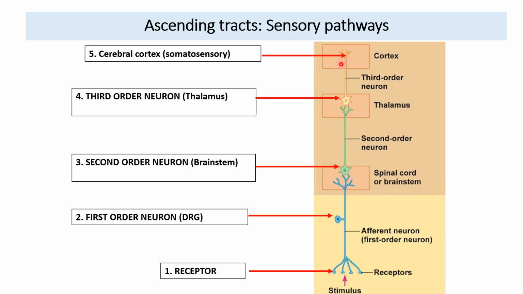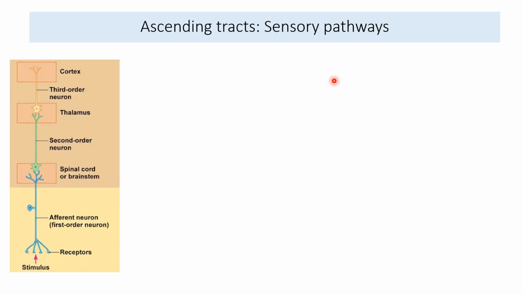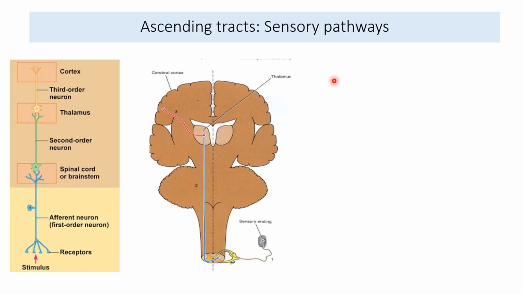If you have understood this, then it will not be difficult for you to understand the rest of the tract. So what do you have to understand? These are all levels of the sensory pathway. So this I've already explained. Now let us see it in a cut section, a coronal section through the central nervous system.